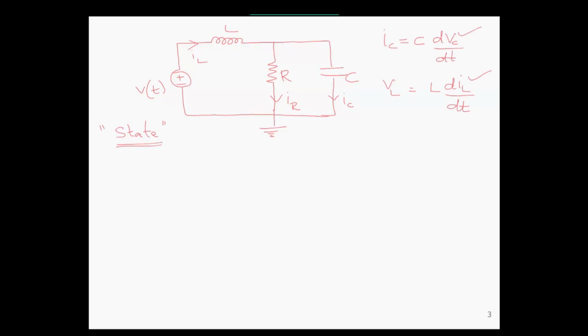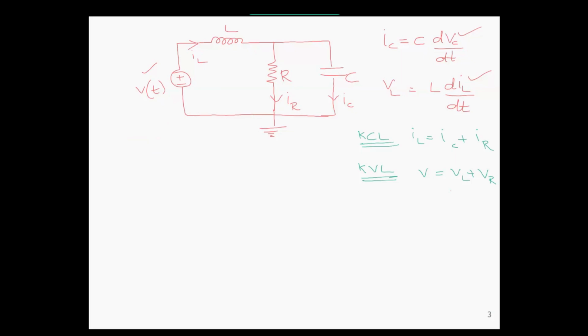So here in this circuit, we have a series as well as parallel combination. So we will be using both Kirchhoff's current law and Kirchhoff's voltage law to model this network. Here V of t is the input and the output is the capacitor voltage Vc of t.